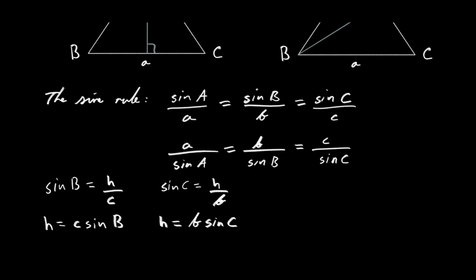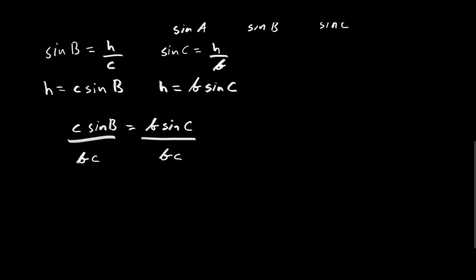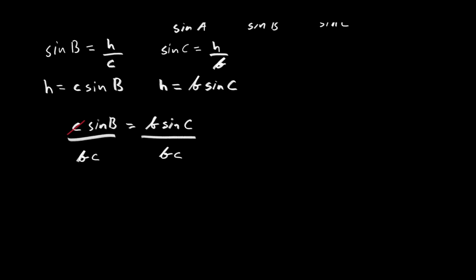So now we have two expressions for h, which means we can equate them. So we have that c times the sine of b is equal to the side length b times the sine of the angle c. Now we can divide both sides by bc. On the left hand side the c's will cancel, and on the right hand side the b's will cancel.